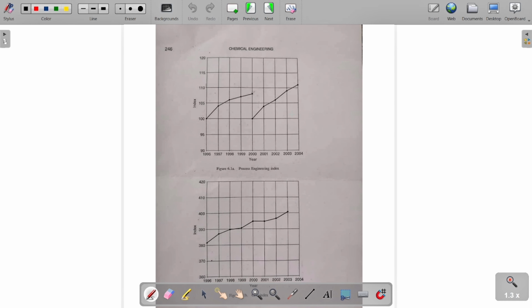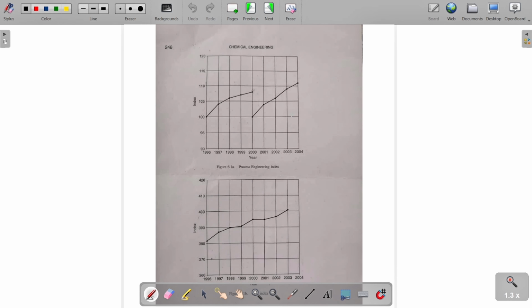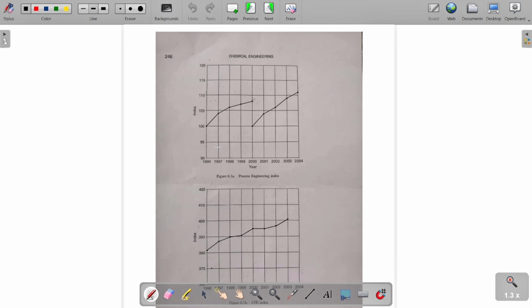The first one, that's the process engineering index, right? If you can see the process engineering index, there's no continuation from 2000. This one ends at 2000, then this one continues from 2000. So actually, you have to calculate from the base year, that's 98 to 2000. Then we take it from 2000 to wherever we want to get.